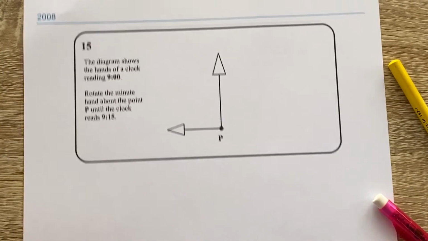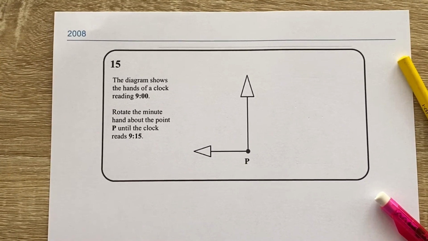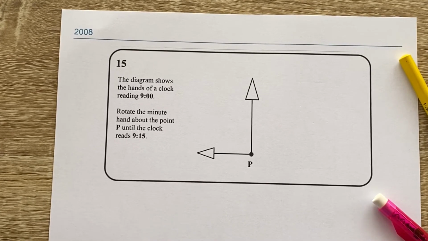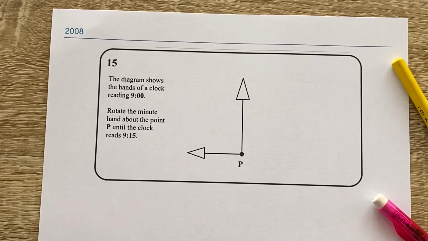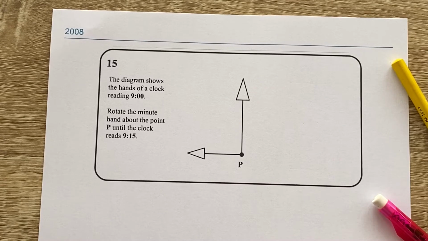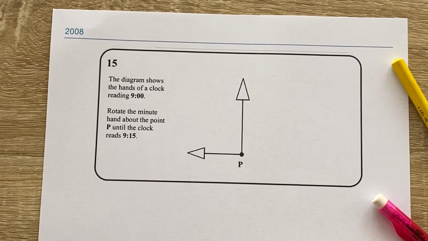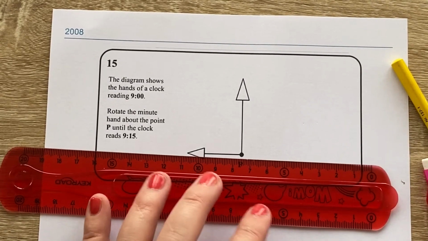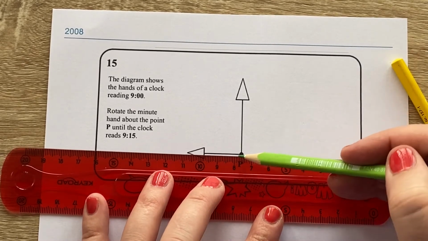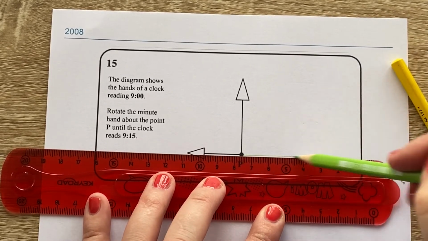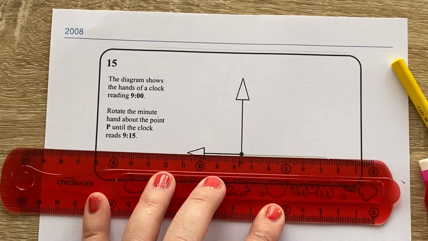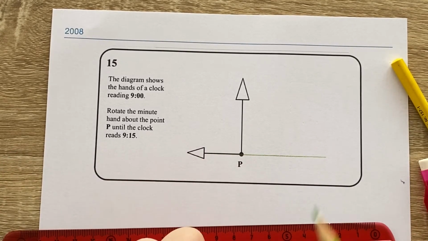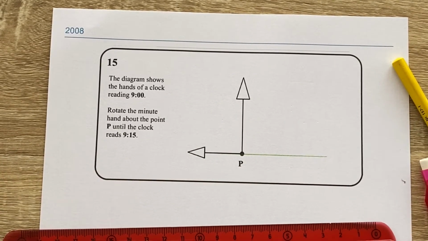Now, quite a simple one. I hope you think that. Diagram shows the hands of a clock reading 9 o'clock. Rotate the minute hand about the point P until the clock reads 9:15. So it says to rotate it. So first of all, we know anyway that 9:15 is on a horizontal line across from 9 o'clock. But they said to rotate it.